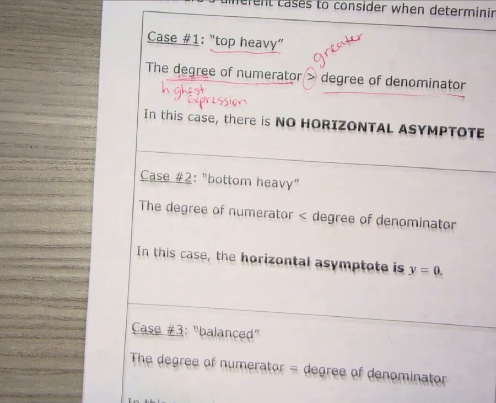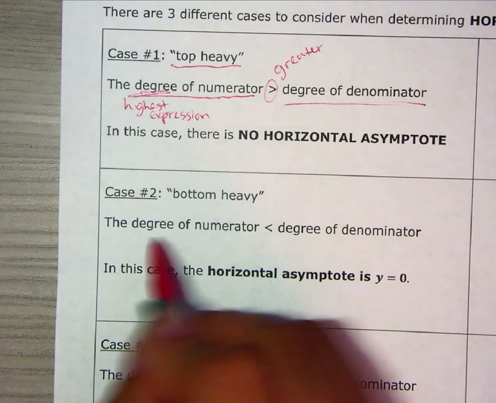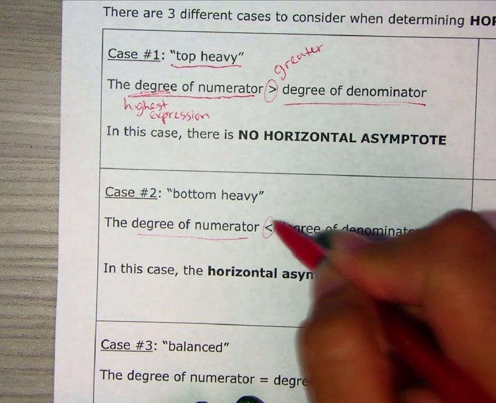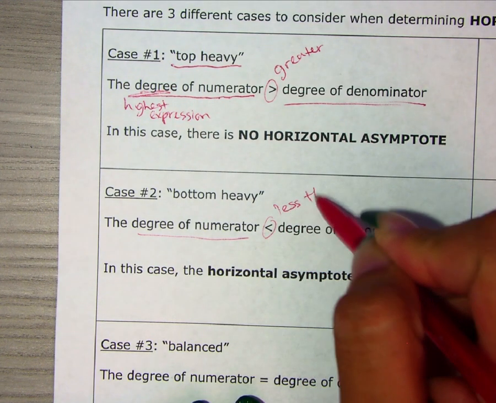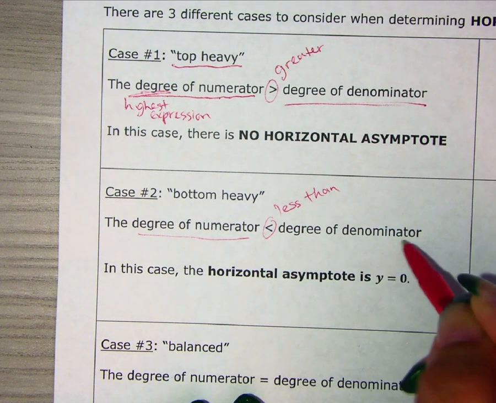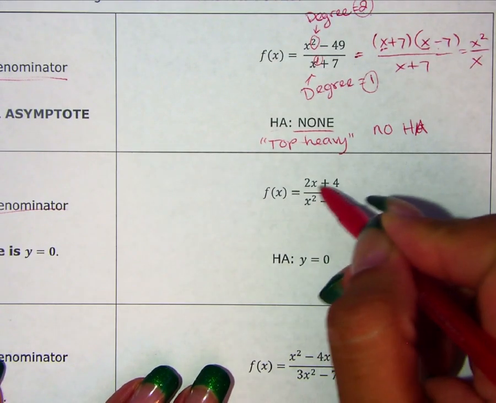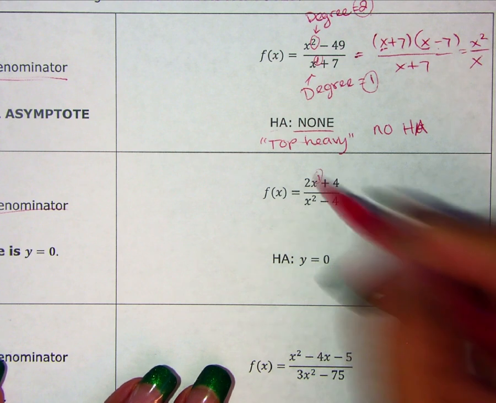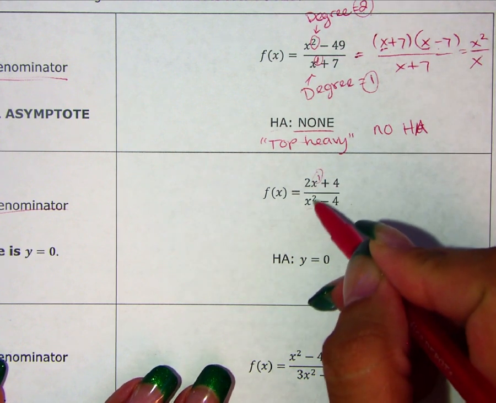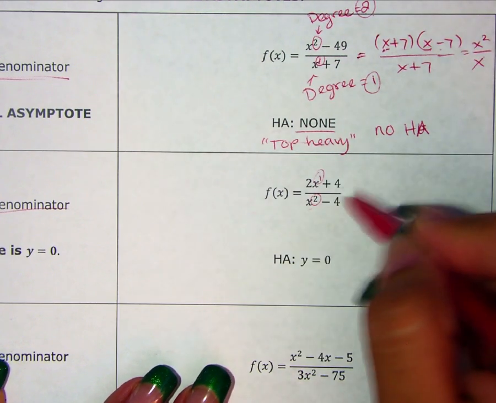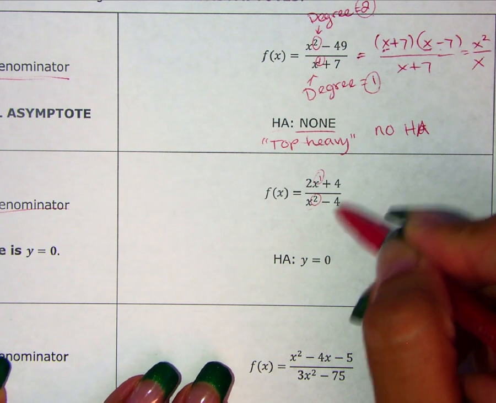Okay, so the next rule that you want to remember is the degree of the numerator being less than the degree of the denominator. So here, whenever we look at this, we're going to compare the degree on the numerator, which is 1 in this case, and then the degree on the denominator, which is 2. So this one, we say that it's bottom heavy.